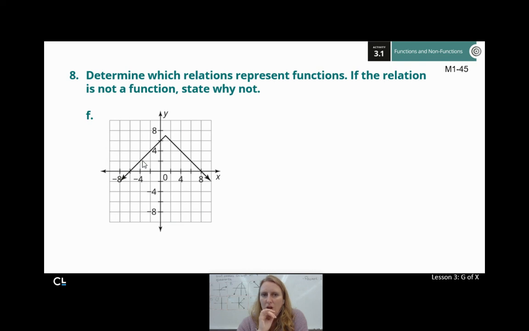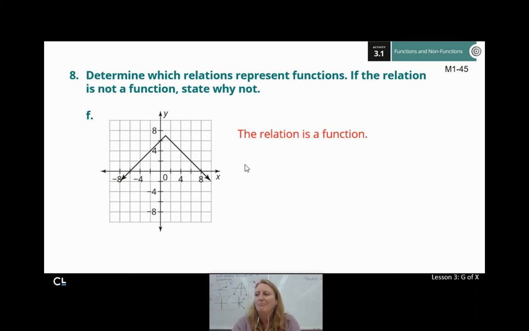Oh, it's a graph. Did you use the vertical line test? Anywhere I draw a vertical line, it should only touch once, which it does. It's a relation. This relation is a function.